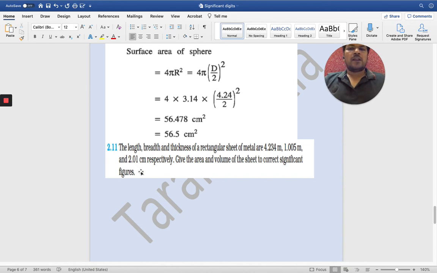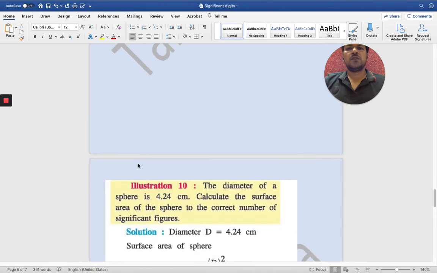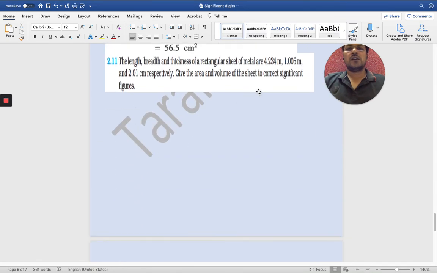Now there is a practice for you. That is actually an example from your textbook: the length, breadth, and thickness of a rectangular sheet of metal, having a length of 4.234 meters, then 1.005 meters, and I have 2.01 centimeter. Whenever you are converting such examples, be careful. In the previous examples there was no change in the units, but here your units are changed. One is meter, another is also meter, and this one is in terms of centimeter.